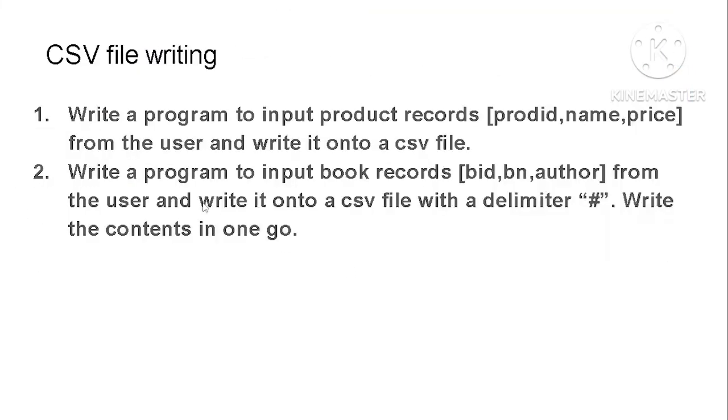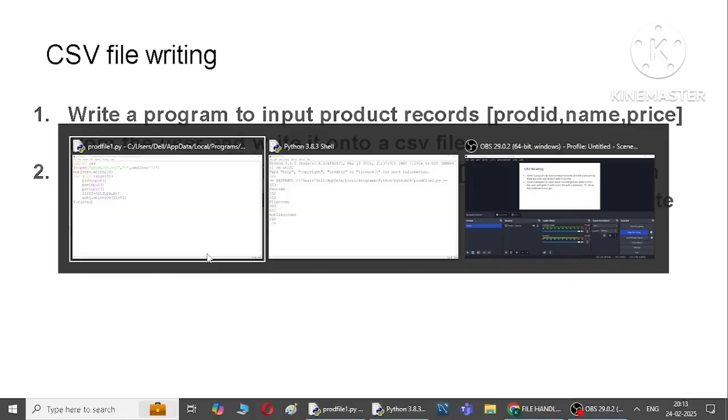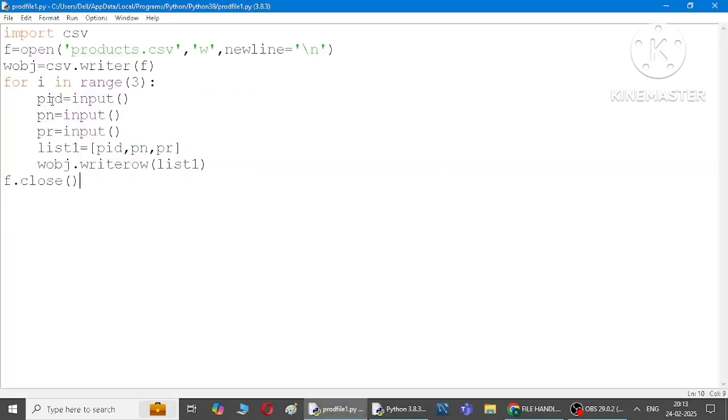Now look at the second question. Write a program to input book records, book ID, book name, author from the user and write it onto the CSV file. A small change here with delimiter hash, write the contents in one go, which means I should give a single statement which will write all my contents inside.